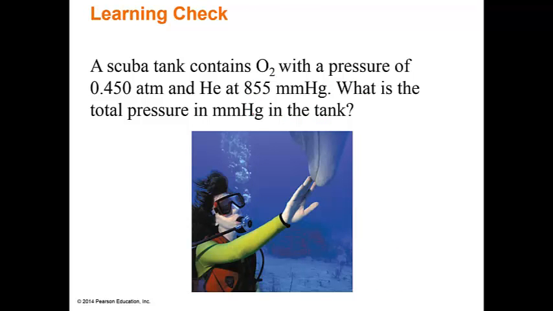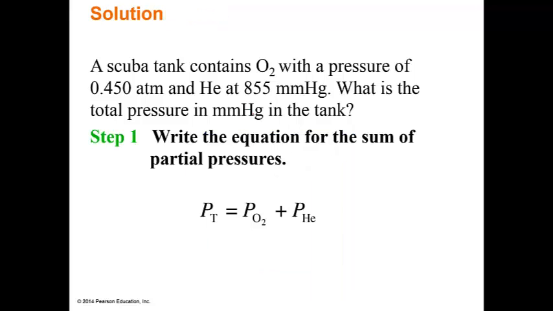All right, so a scuba tank contains oxygen with a pressure of 0.45 atmospheres and helium at 855 millimeters of mercury. What is the total pressure in millimeters of mercury in the tank? All right, well, they're throwing you off. They're adding atmospheres and millimeters of mercury. Well, we know the constant, right? 1 atmosphere equals 760 millimeters of mercury. So we can either convert atmospheres to millimeters of mercury or millimeters of mercury to atmospheres, right? It's no issue.